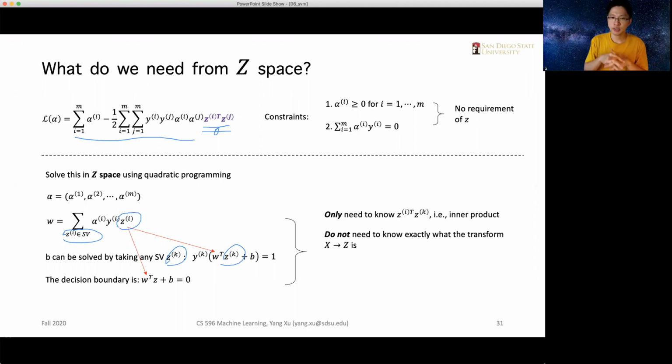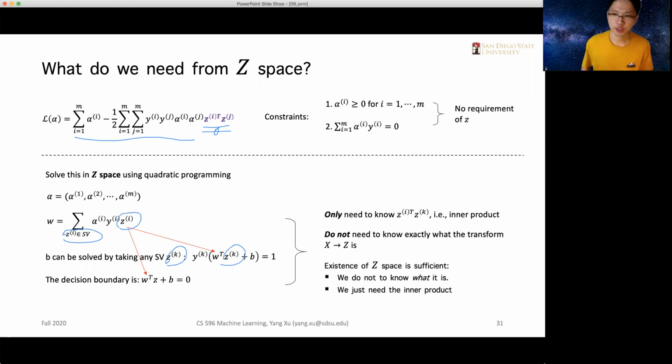We can actually use much more free form of transformation, not necessarily a quadratic function or polynomial function. So the existence of this space is sufficient. We don't need to know what space it is. We just need to know the inner product.